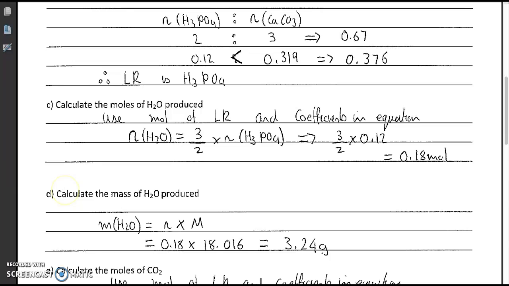Question D leads on from there, and it says to calculate the mass of the water produced. And that's very easy because you are already familiar with the formula of n equals m over M, and I just rearranged this to find mass instead. So I put in my value of moles, which I've just obtained, 0.18, multiplying it by the molar mass of water, 18.016, to obtain the mass of water produced, 3.24 grams of water.